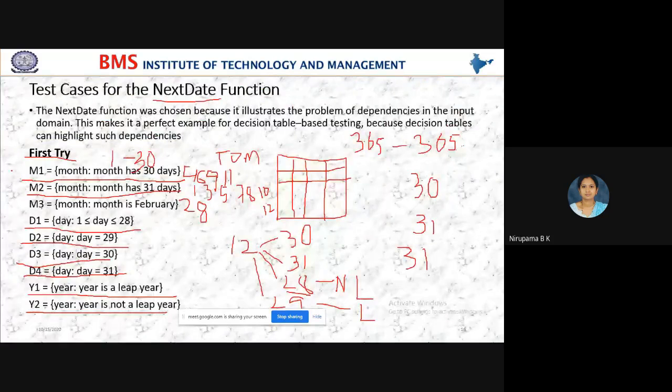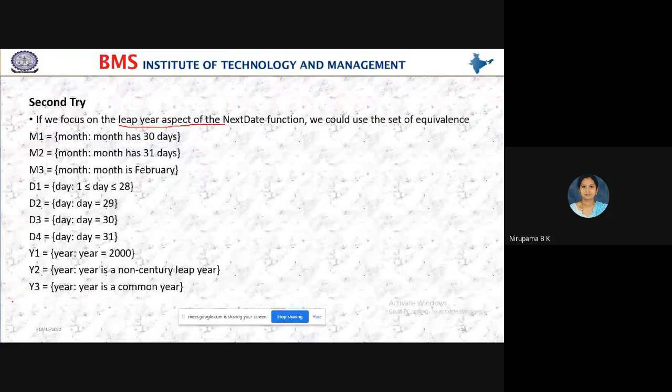See, if you observe the condition, both the slides I have taken the same conditions. Is there any other difference in the conditions?